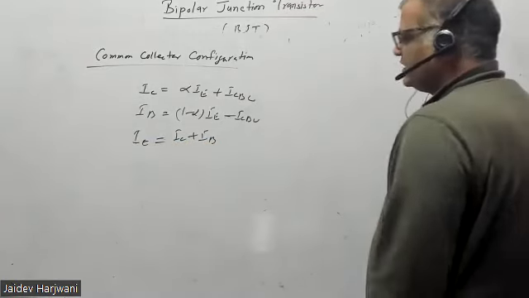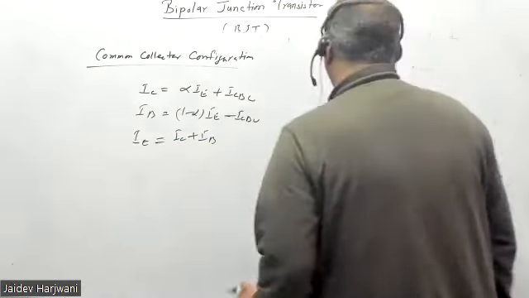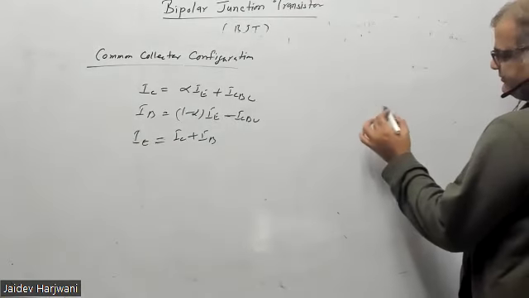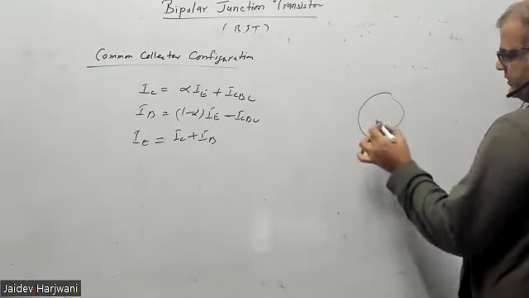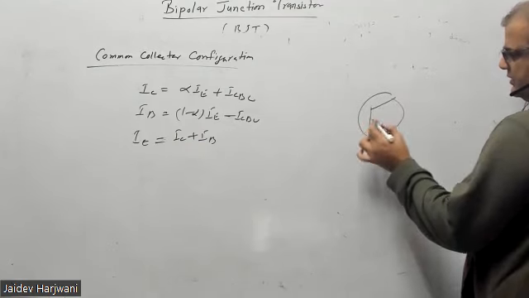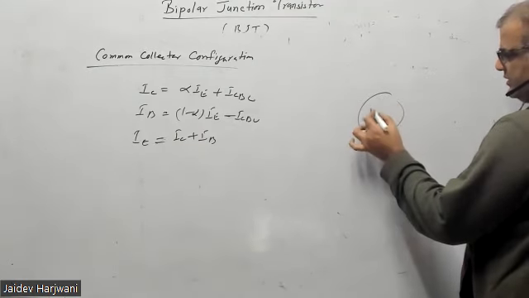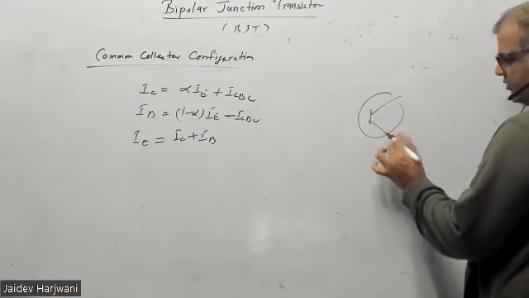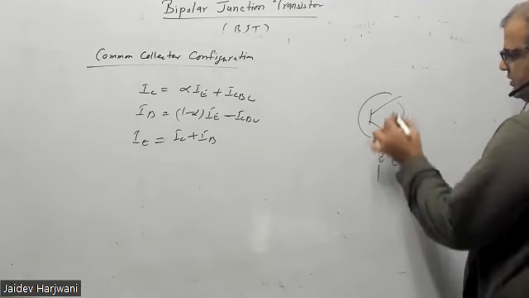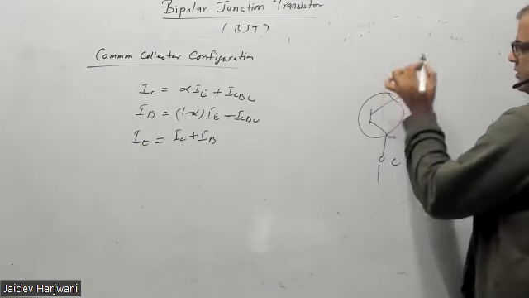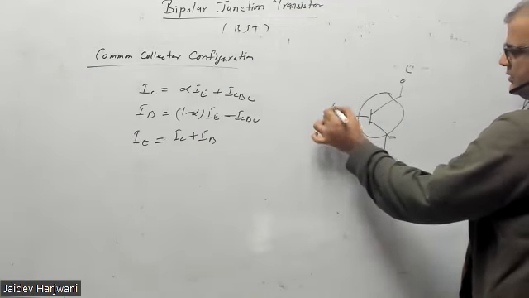Now you have to change this equation, because now you make it common collector. So the base remains here, and the collector goes down. This collector is your ammeter, and this is your base.